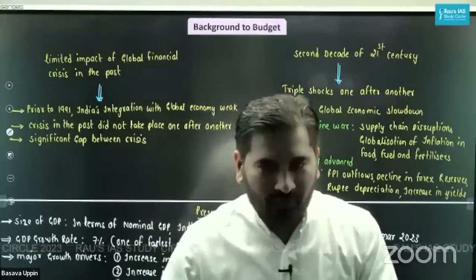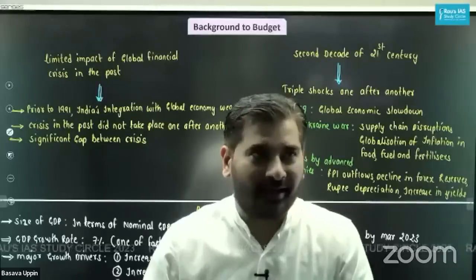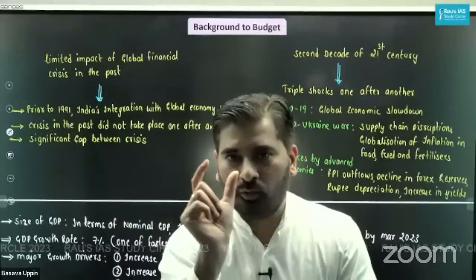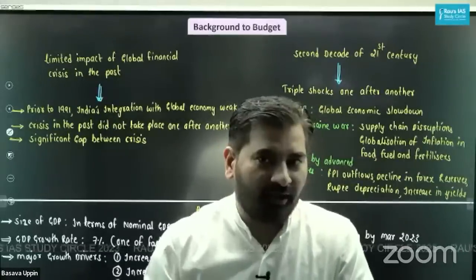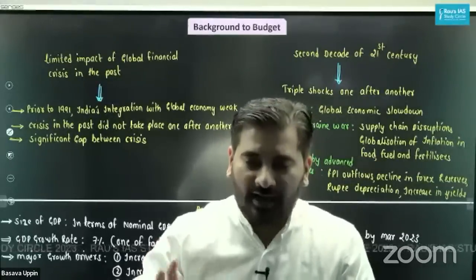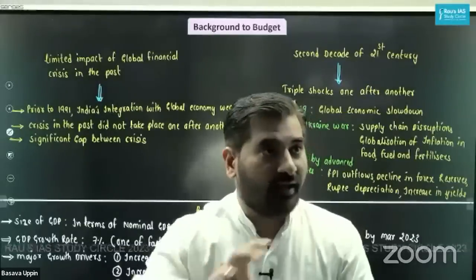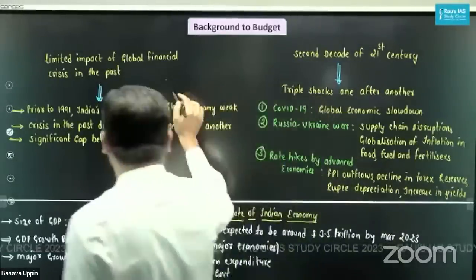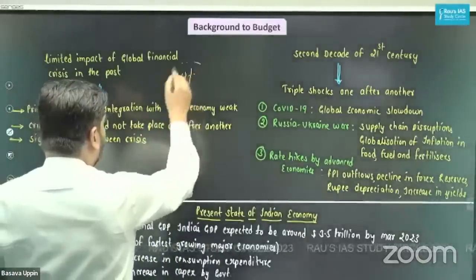Now, we all know that the Indian economy has got integrated with the global economy. For example, if you look at the trade to GDP ratio of the Indian economy, when I say trade to GDP ratio, it means the total value of exports plus the total value of imports. This trade to GDP ratio of the Indian economy has increased to almost around 40% of India's GDP.